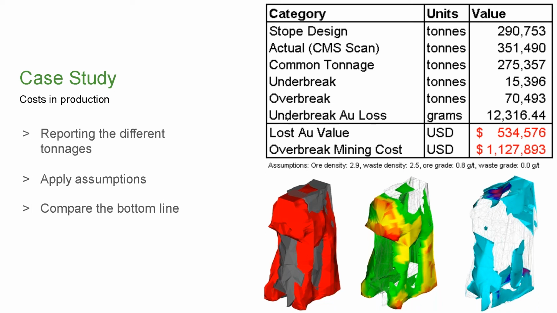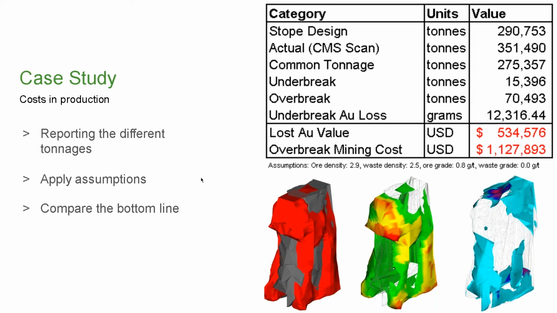Contained in the underbreak, or the loss, is lost ore in terms of gold. Here, about 12,000 grams have been lost. And applying basic assumptions for recovery, cost, and selling price, we've assigned a value to this gold. Here, a loss of about $500,000 is contained in this 15,000 tons.